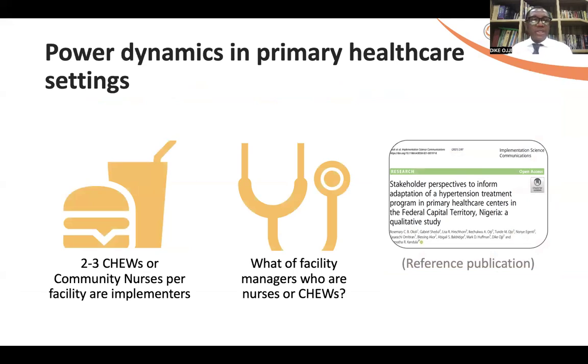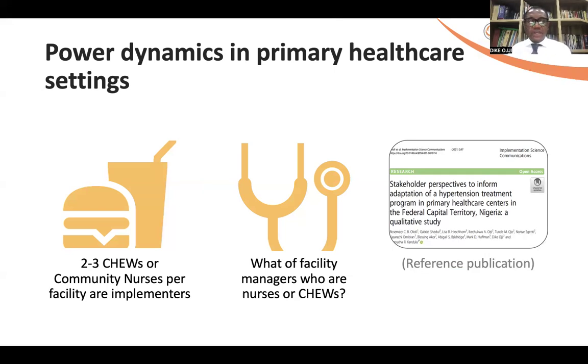Now, power dynamics in primary care settings can also be quite complex. I will exemplify this with our hypertension treatment in Nigeria study, which is an ongoing study in 60 primary healthcare facilities, and now we're trying to scale up to 5 other states. When we wrote this grant with my co-PI, Professor Mark Hoffman of Washington University in St. Louis, we actually wanted to work with 2 to 3 community health extension workers or community nurses per facility as implementers. But when we started our formative phase and started asking a lot of questions, it was obvious that without engaging the people we call facility managers who oversee those facilities, it was going to be very, very difficult to get buy-in for this intervention.